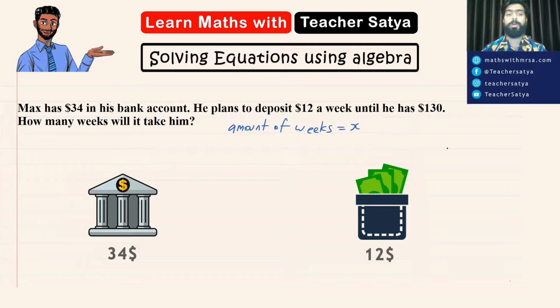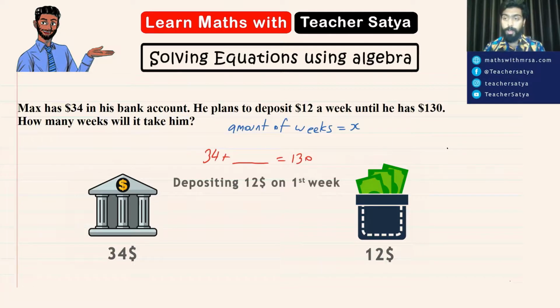Alright guys, so he already has $34 in his bank account. So $34 plus something would give us 130, right guys? And we have to find this something. Now think about it this way. If he deposits $12 for 1 week, he would have 34 plus 12 times 1. Now if he deposits $12 for 2 weeks, it will be 34 plus 12 times 2. If he deposits $12 for 3 weeks, it will be 34 plus 12 times 3.